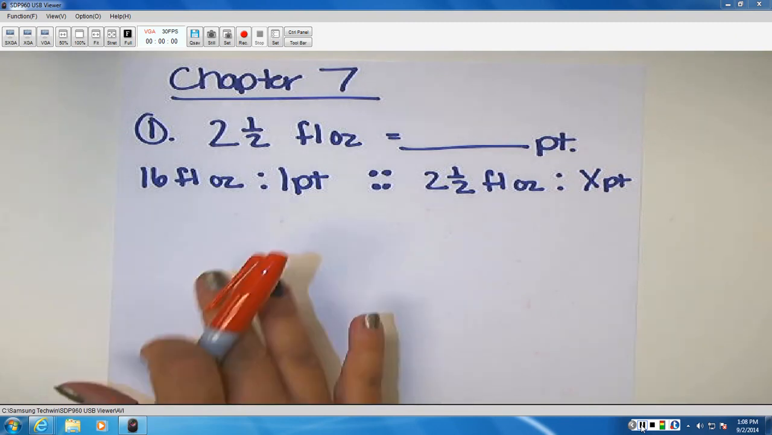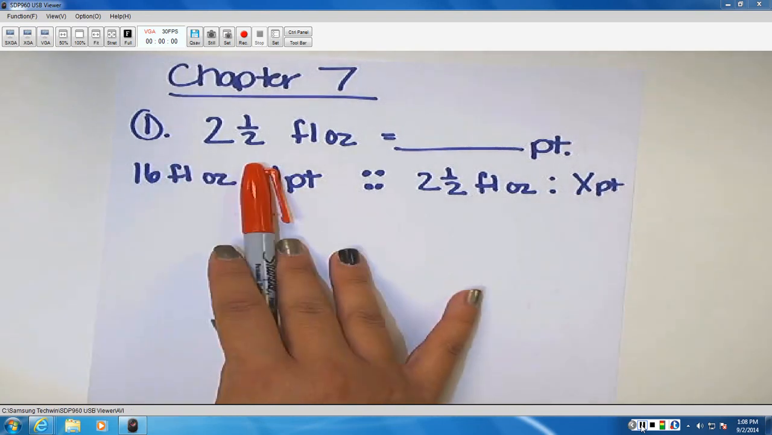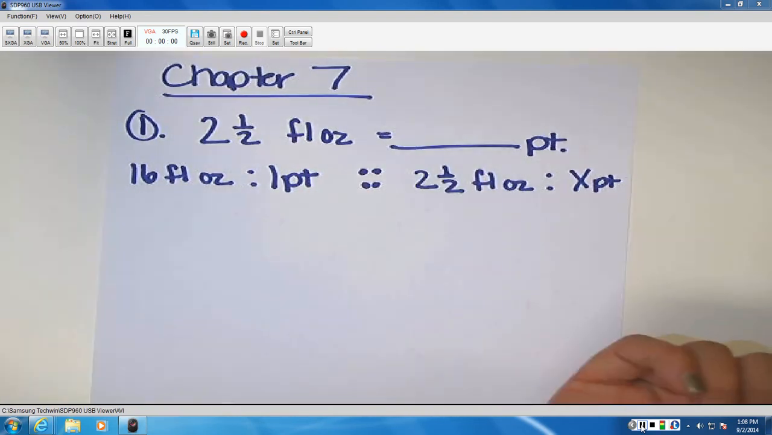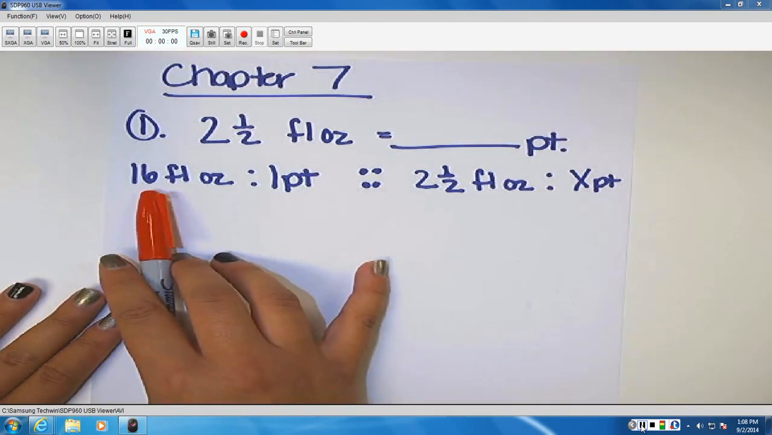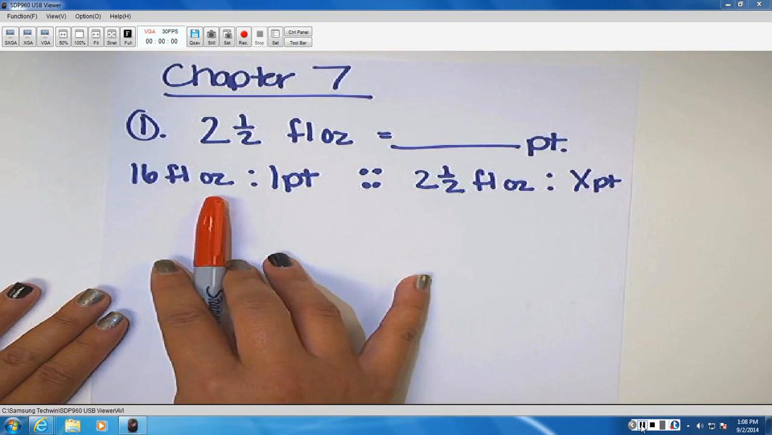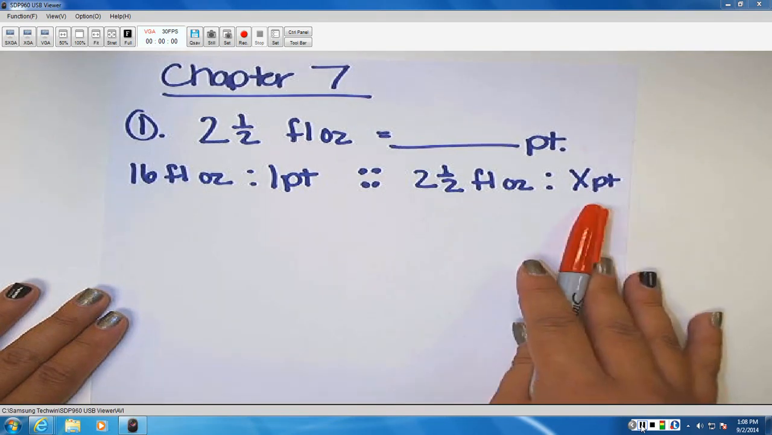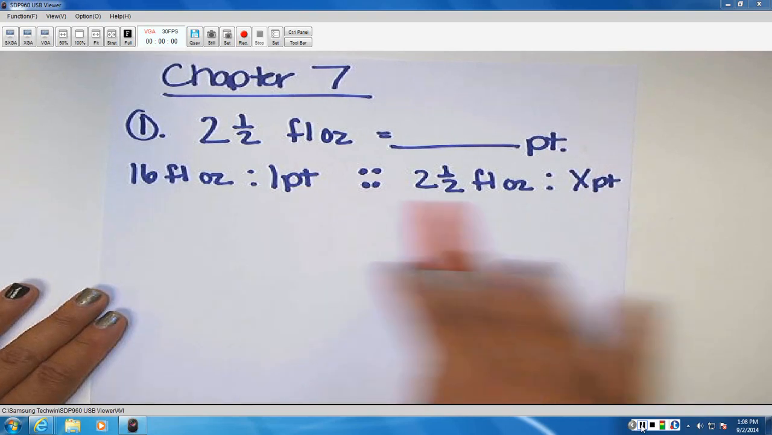So in Chapter 7, I'm coming off of number 1 from the worksheet in the textbook, and it's 1.5 fluid ounces equals how many pints. So I've set up my equation, and again, on the left-hand side, I put into the proportion or the equation what was known. So I know that 16 fluid ounces equals 1 pint. What I don't know is how many pints 2.5 fluid ounces equals. So here's how I set up my equation.